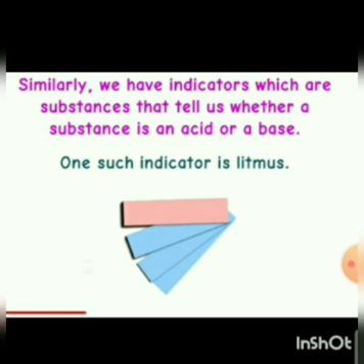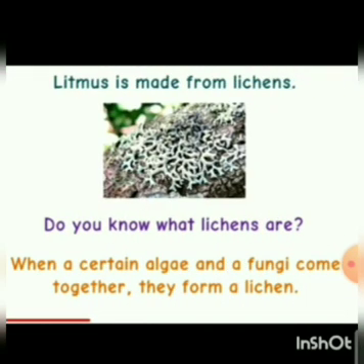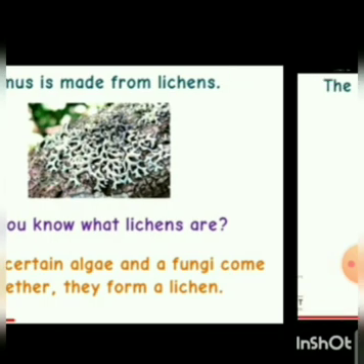One such indicator is litmus paper. So, let us study what this litmus paper is. Litmus is made from lichens. Do you know what lichens are? Certain algae and fungi come together and form lichen. Can you see the picture given? This is the picture of lichen, and litmus is made from this lichen.